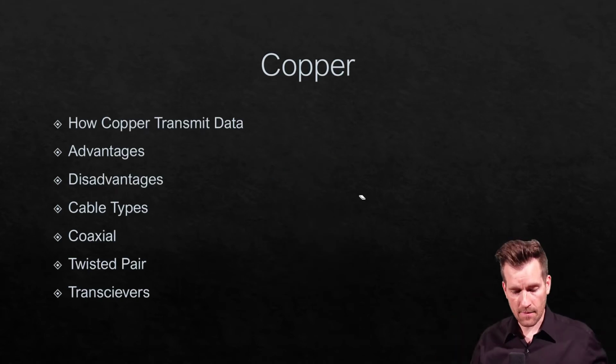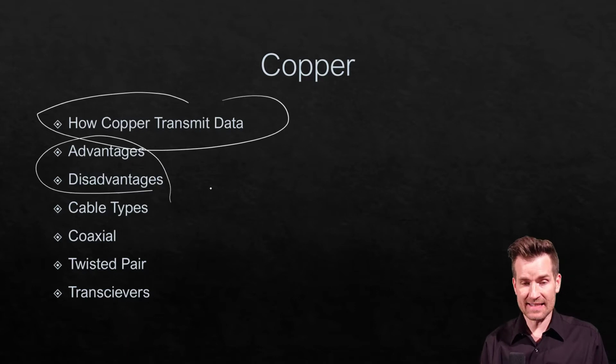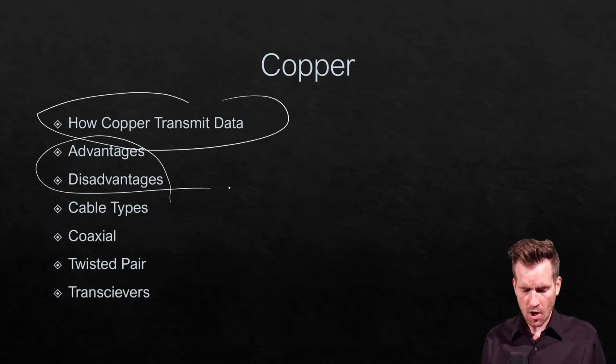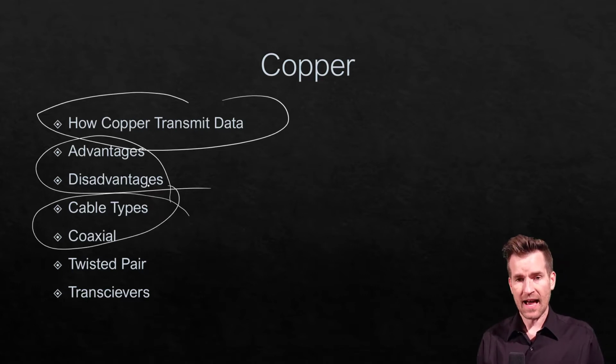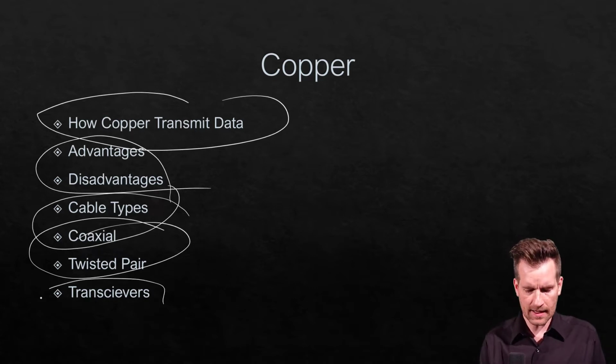We're going to be talking about how copper transmits data, the advantages and disadvantages of using copper as a method to transmit data. We'll talk about cable types, specifically about coax and twisted pair, and then we will wrap things up by talking about some transceivers.